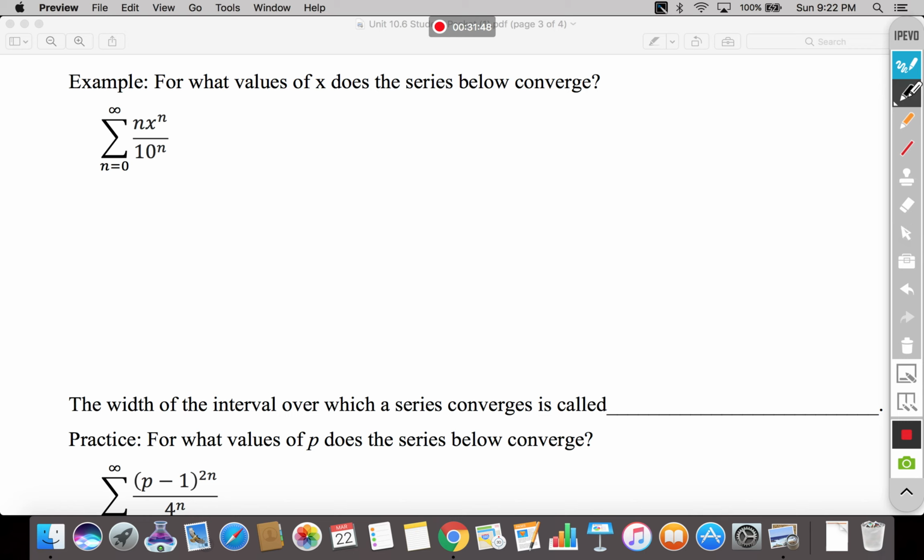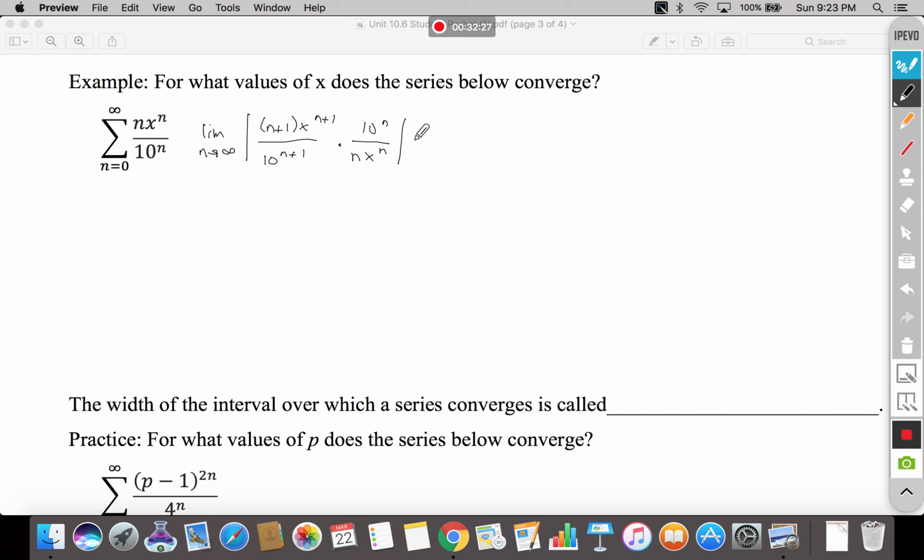Switch over to the pen. Okay. So the limit, as n approaches infinity, of the absolute value of (n plus 1) x to the n plus 1 over 10 to the n plus 1, times the reciprocal of this, 10 to the n over n x to the n. I'm getting a lot better. I think I'm slowly working the system out. I'm proud of myself. You should be proud of me too.